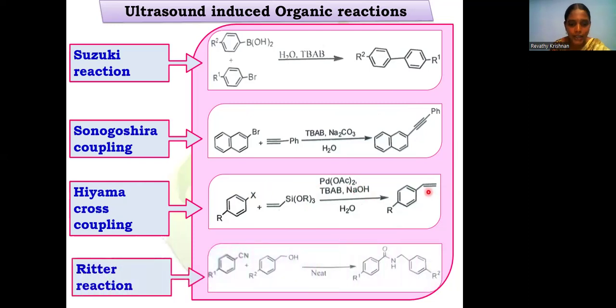The last one is the Ritter reaction, the formation of an amide from the reaction of aryl cyanide and benzyl alcohol. It is a neat reaction, that is, in presence of ultrasound mediation only, without any solvent or any catalyst. It is known as the neat reaction. Just by combining these two reactants in presence of ultrasound mediation, it gives the product amide. So it is known as a neat reaction.